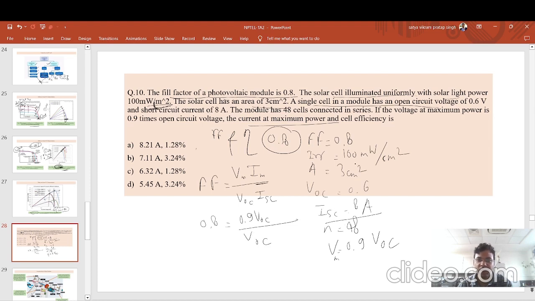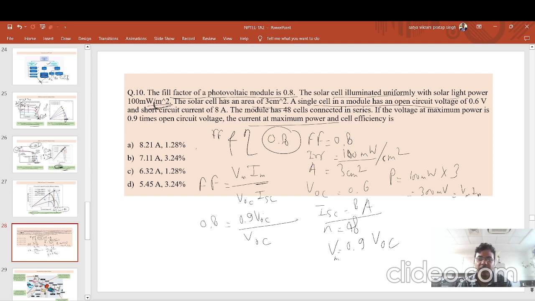Im is not given actually, but you can find it out using this power. By using this irradiance you can say that the maximum power generated is 100 milliwatt multiplied by 3, that is 300 milliwatt. That is the same as Vm and Im.